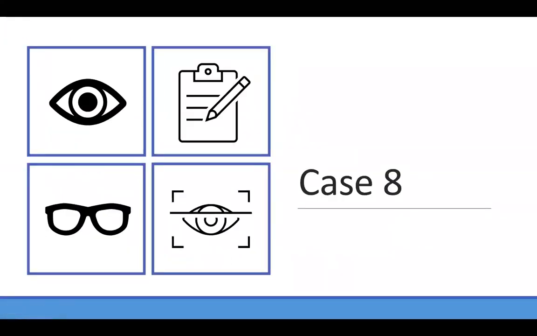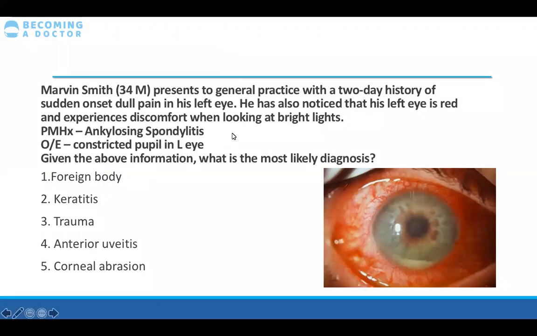Let's go on to case 8. So here we have Marvin Smith, who's a 34-year-old gentleman, and he's presented to the general practice with a 2-day history of sudden onset dull pain in his left eye. He has also noticed that his left eye is red and experiences discomfort when looking at bright lights. He has a past medical history of ankylosing spondylitis. On examination, there's a constricted pupil in the left eye. Given all this information, what do you believe is the most likely diagnosis?